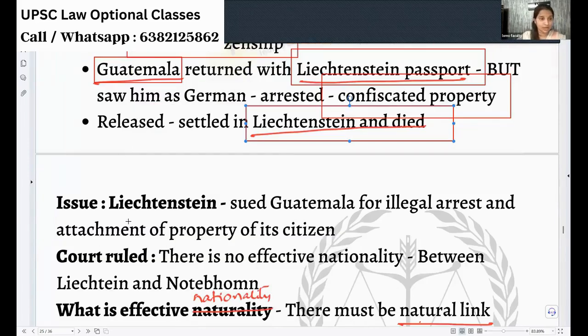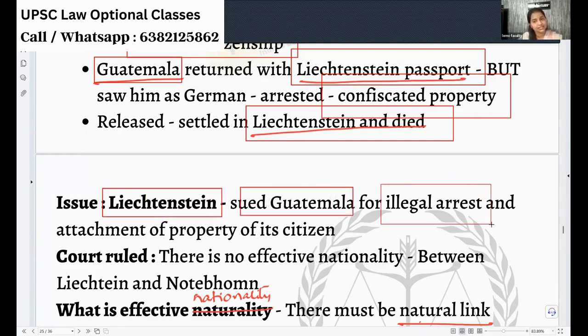I told you, Liechtenstein is a small country, but a very prosperous and very strong country. So what did this Liechtenstein do? It sued Guatemala for illegal arrest. See, you are arresting German people, but this person is no more a German citizen. He arrived at your Guatemala airport with my passport, with a Liechtenstein passport. So you have made an illegal arrest and illegal attachment of property of my citizen. Now you have to give compensation for that. That was the issue.